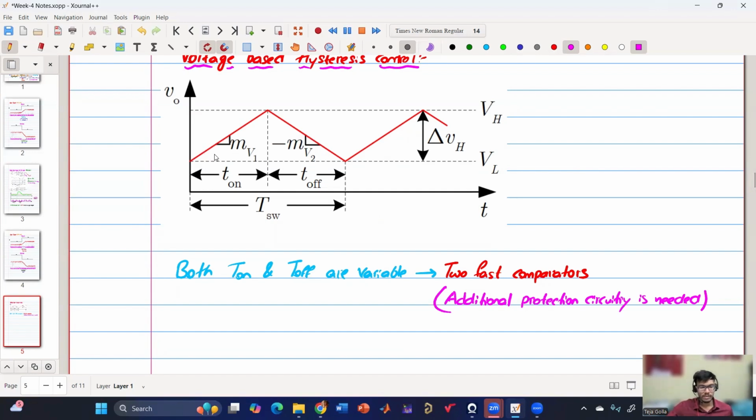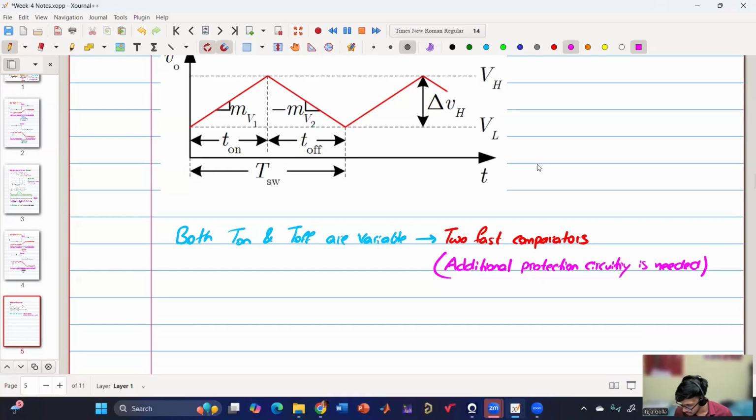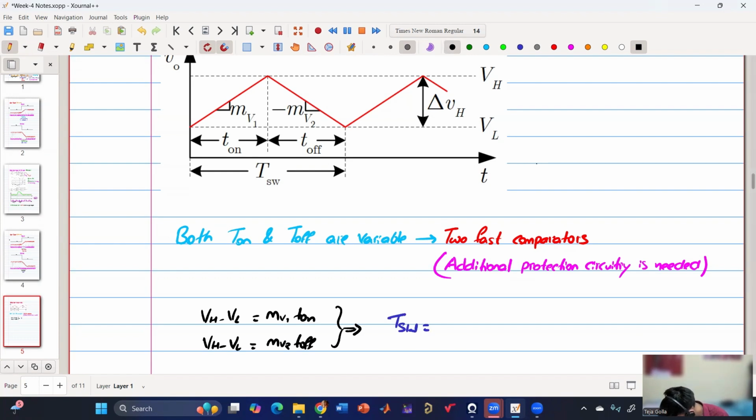Also, we can calculate the on time because we know the height and we know the slope, so you can calculate the on time and also the off time. So how can we calculate? We know that VH minus VL is nothing but M V1 into T on. Similarly, VH minus VL is M V2 into T off. So from this, I can calculate my switching time period as T on plus T off, which is VH minus VL into 1 by M V1 plus 1 by M V2, right?